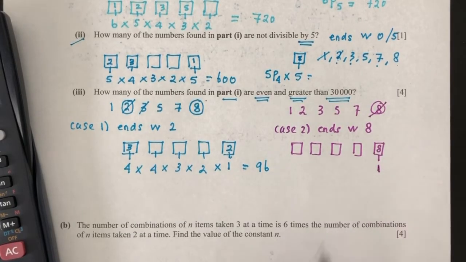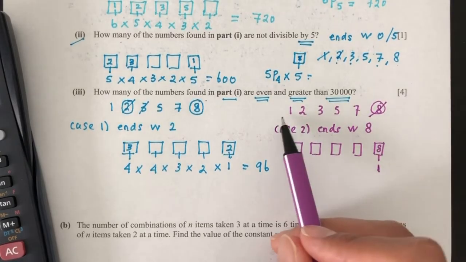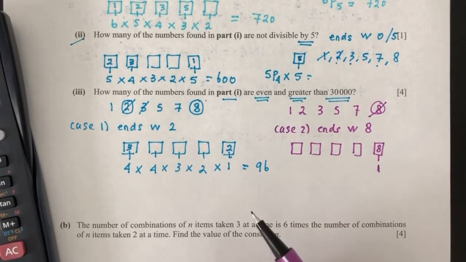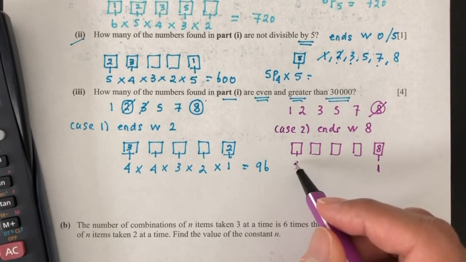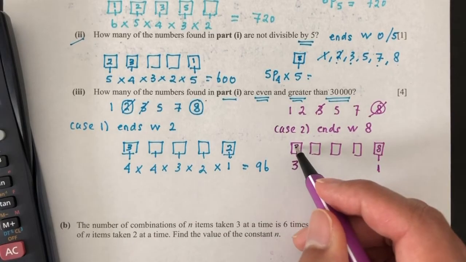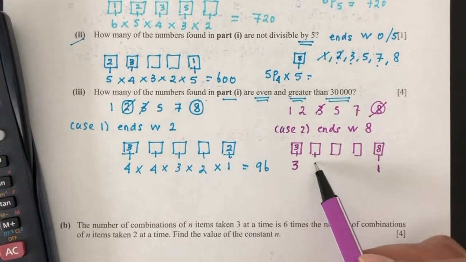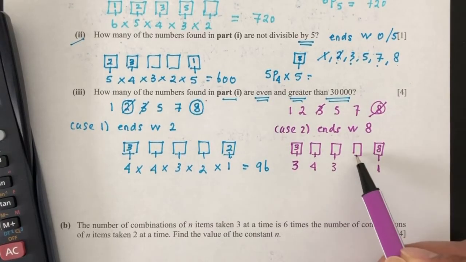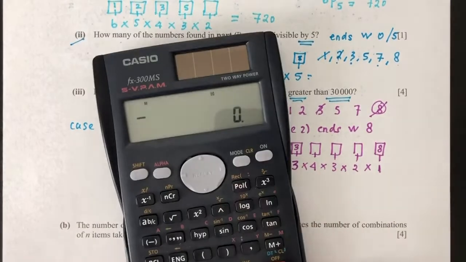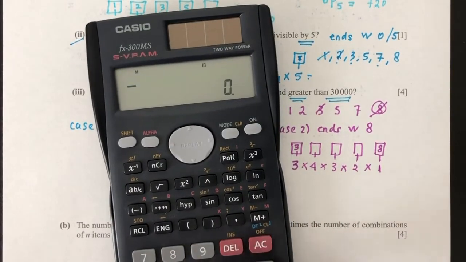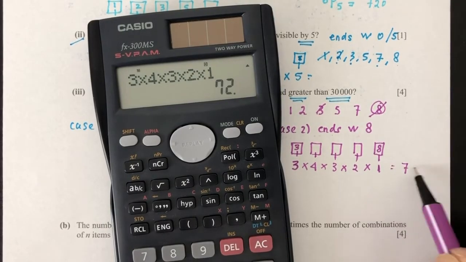Now for it to be more than 30,000, it cannot begin with 1 or 2 because it will be less than 30,000, so it can only begin with 3, 5, 7. So 3 options. Let's say we choose 3. Now for the rest, we can choose any numbers, so we will have 4 options left. That will be 4, then we have 3, then we have 2. So 3 times 4 times 3 times 2 times 1. That will be 72.